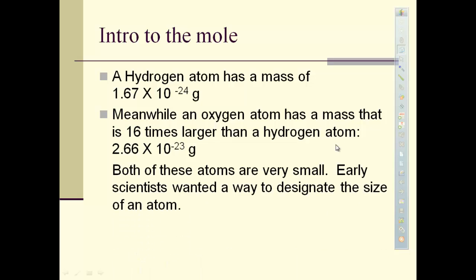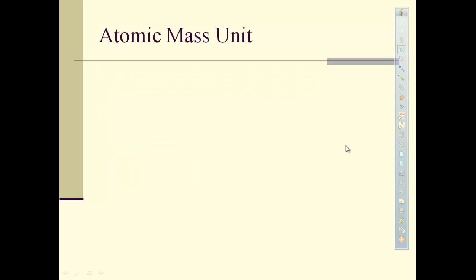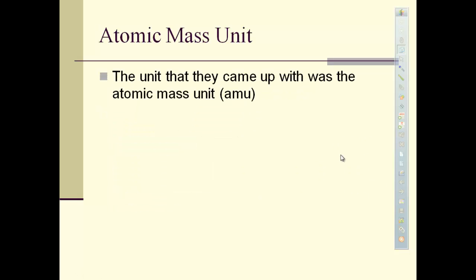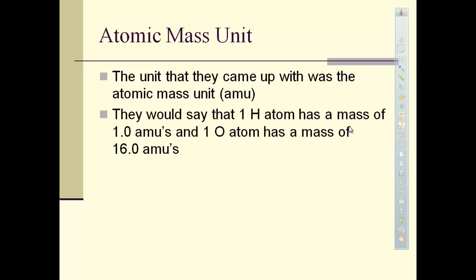Now, again, both of these atoms are extremely small, but early scientists wanted a way to designate or be able to talk about the size of an atom. The unit that they came up with is called the AMU. An AMU is just atomic mass unit. What they would say is one hydrogen atom has a mass of 1 AMU. One oxygen atom had a mass of 16 AMUs.